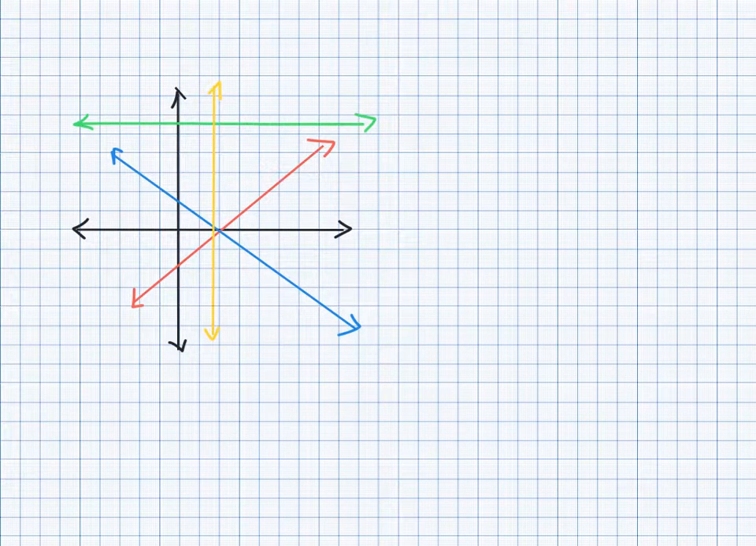Okay, so here's the problem. We have 4 different lines in my black coordinate plane. So we're going to talk about this coordinate plane is xy, and then everything else we're going to talk about separately, okay? So the first thing I want to talk about is slope. This has a positive slope.